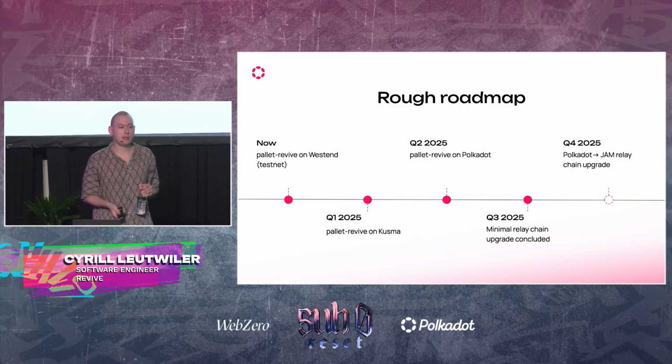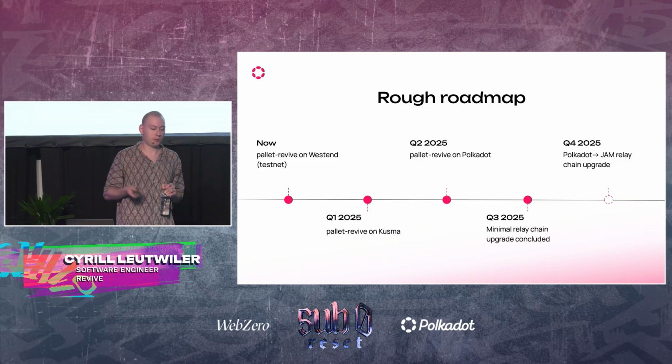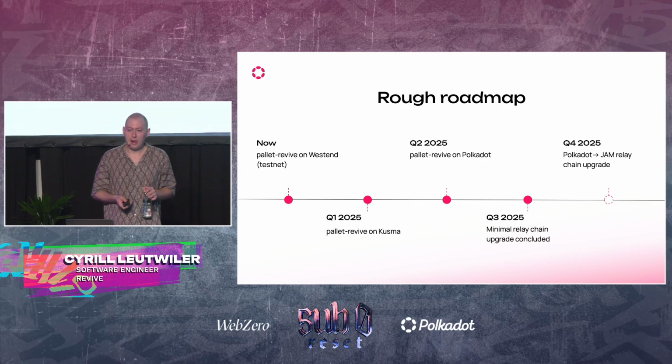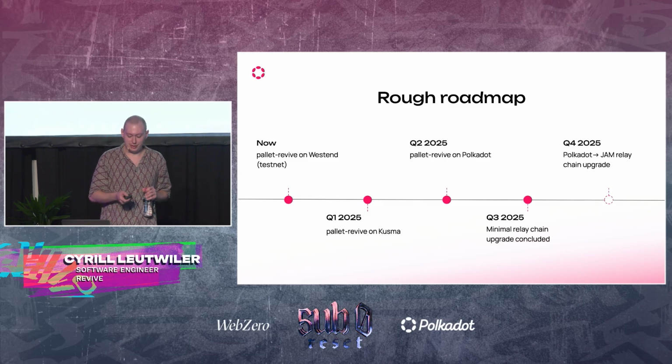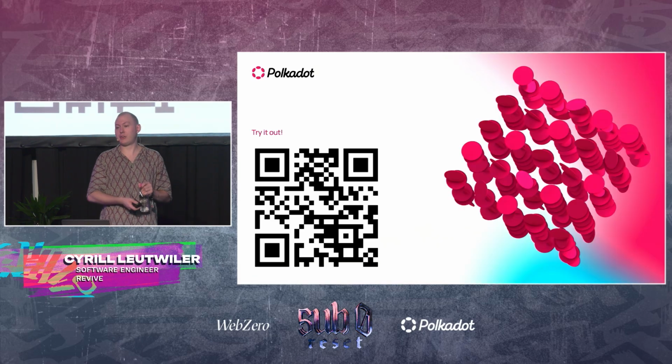So we are live on Westend. So Pallet Revive is developed on the Westend AssetHub. We expect to land on Polkadot, so it first goes to Kusama, and then we expect Q2 on Polkadot maybe. And I'm excited to see what the future with JAM brings. You can try it out now. You go to remix.polkadot.io, which hosts a Remix instance which supports the compiler. And so you can compile a simple contract, deploy it to Westend AssetHub.